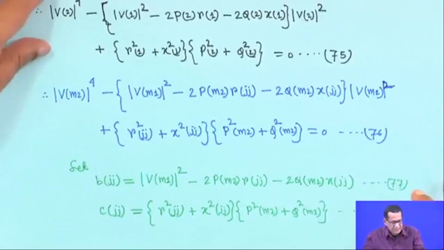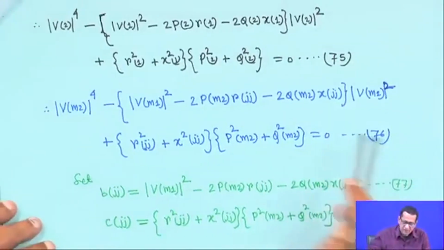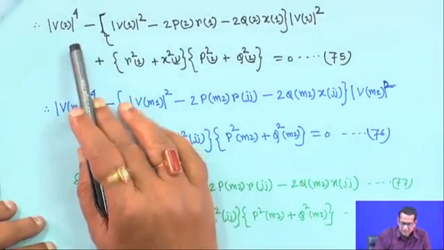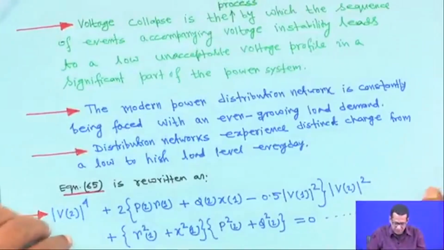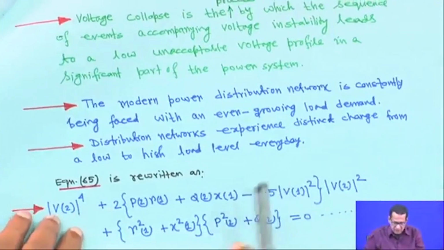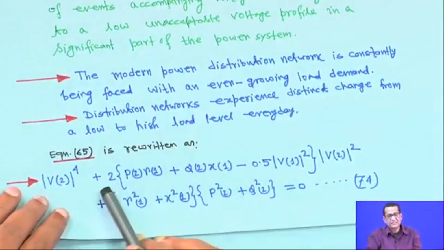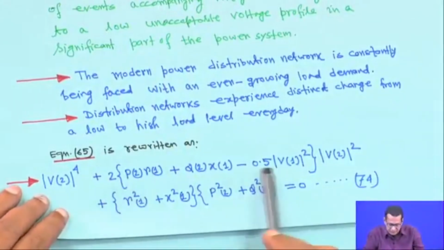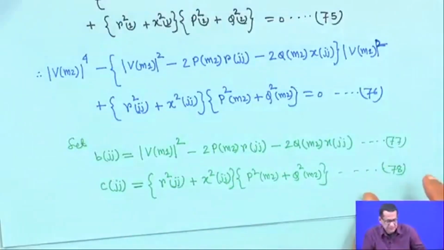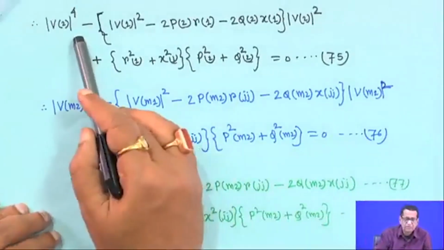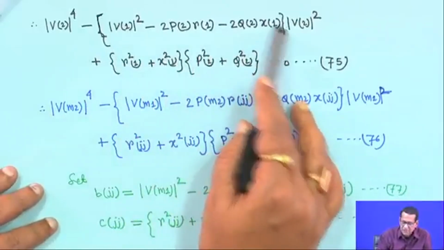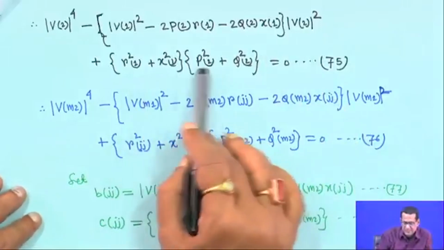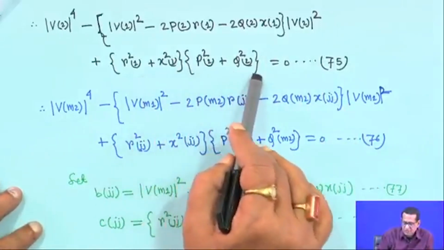So, in that case, for this equation, we multiply by 2 and take minus common in this term. So this equation can be written as V to the power 4 minus (V1 square minus 2 P2 R1 minus 2 Q2 X1) magnitude V2 square plus (R1 square plus X1 square) into (P2 square plus Q2 square) is equal to 0.